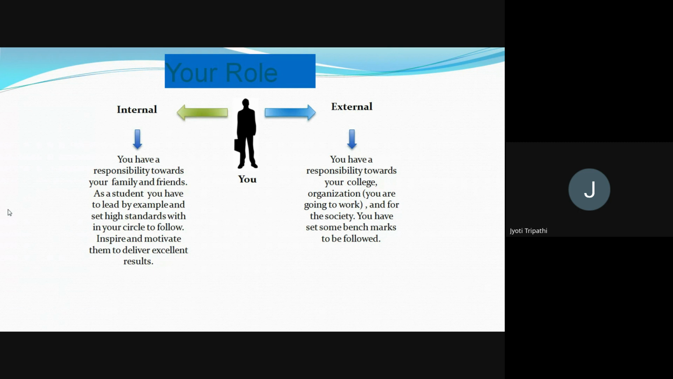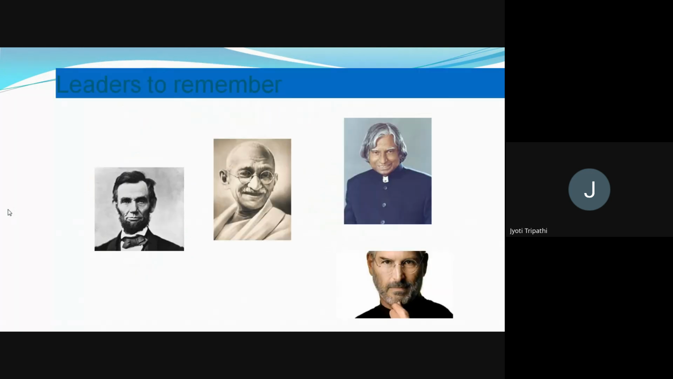In the same way, we have an external role to play in society, in various societal organizations. It can be a school, it can be a college, it can be an industry, it can be a company, it can be anything, a simple store or shop also. In those organizations, we again play the role of a leader and we set some benchmarks and others follow us.